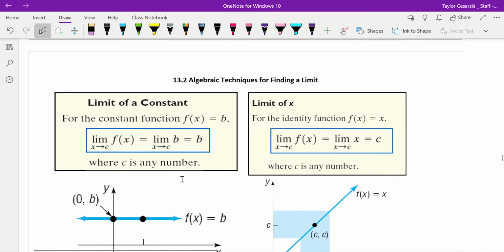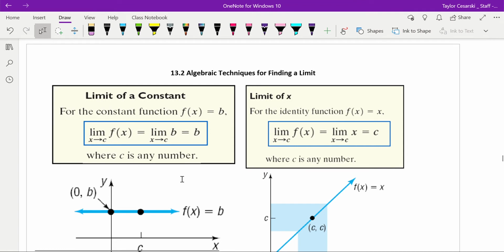Alright, hey guys, this is 13.2, algebraic techniques for finding a limit. So we saw this in the very last section, 13.1. We saw the introduction to algebraic techniques. So we're going to go a little bit more in depth with that.